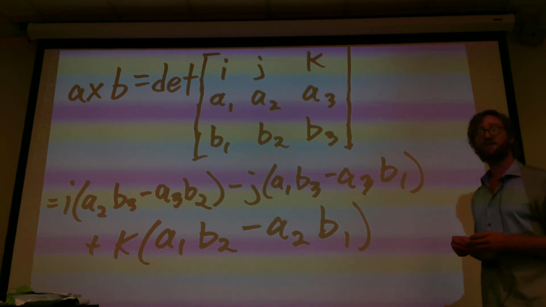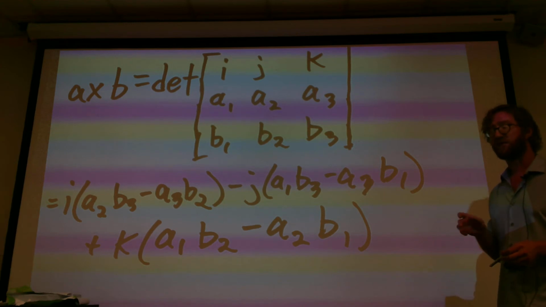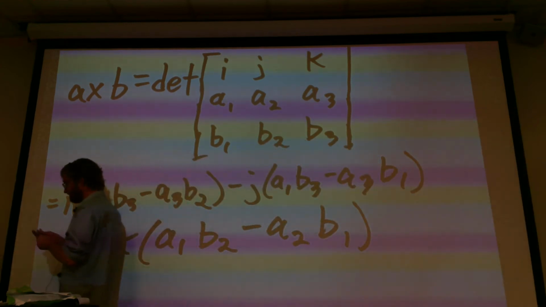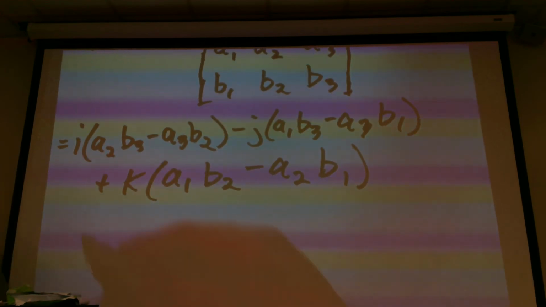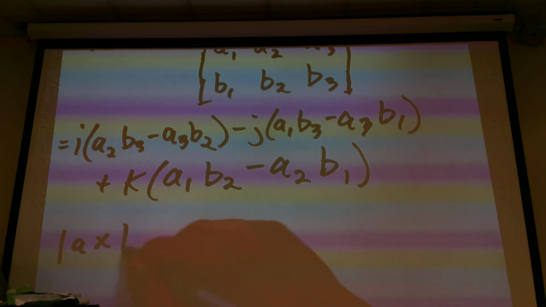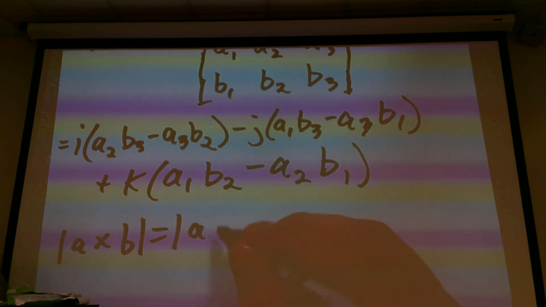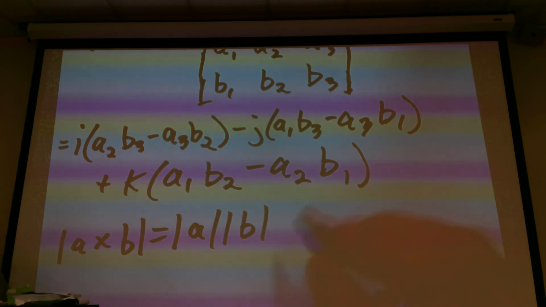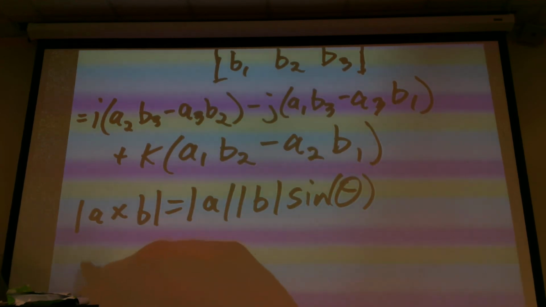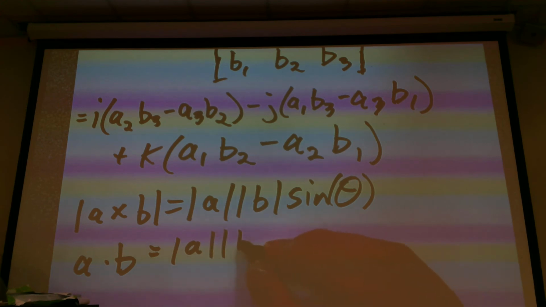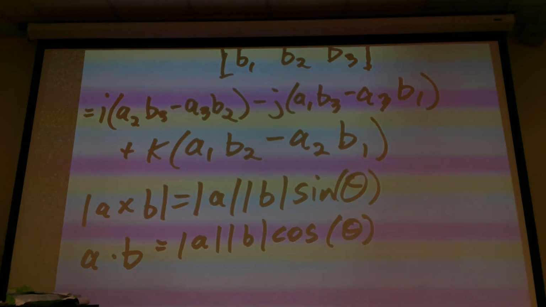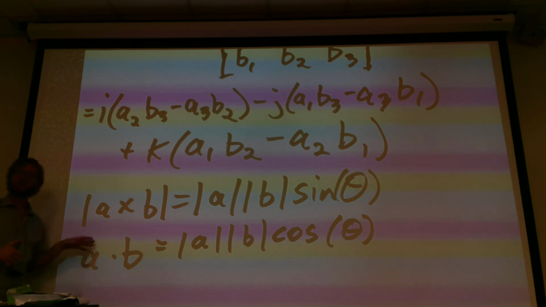Okay, and there's another interesting fact that ends up happening with the cross product. The magnitude of A cross B actually equals the magnitude of A times the magnitude of B, now multiplied by sine of theta. Okay? And remember from the previous problem that A dot B equals the magnitude of A times the magnitude of B multiplied by cosine of theta. So this is the difference between the dot product and the cross product.